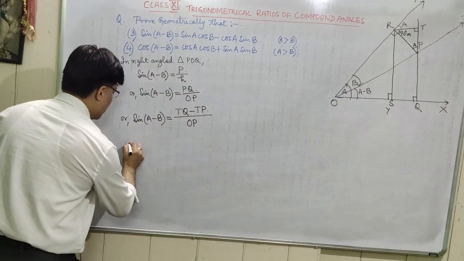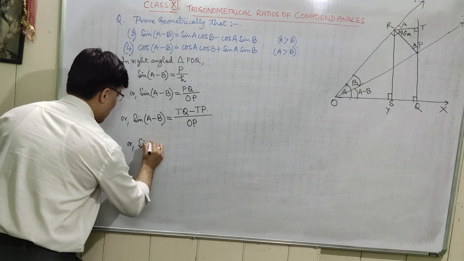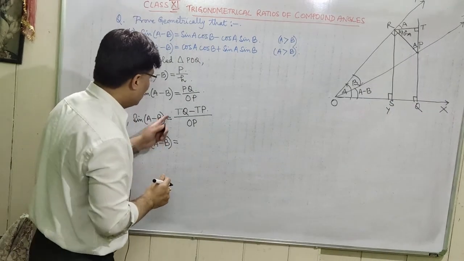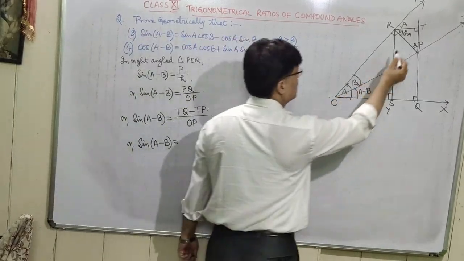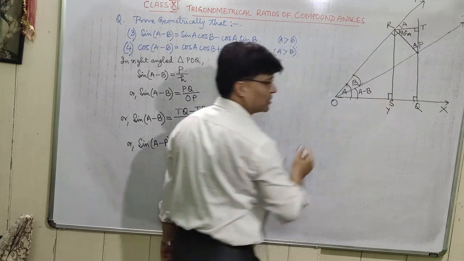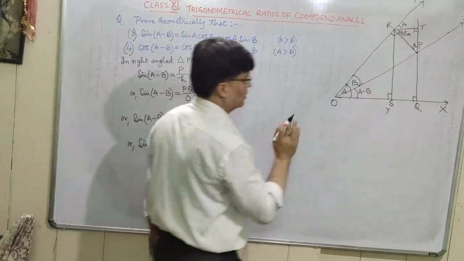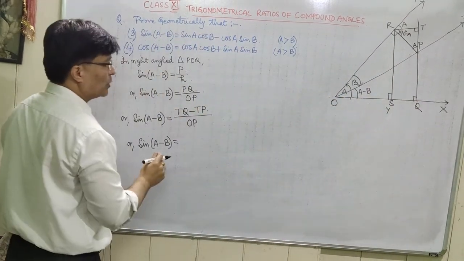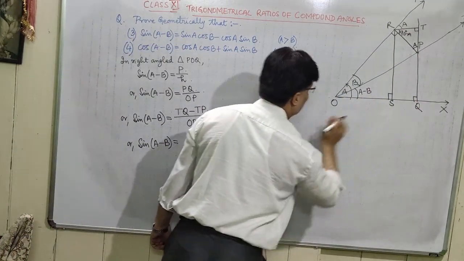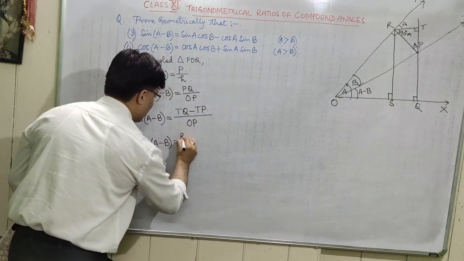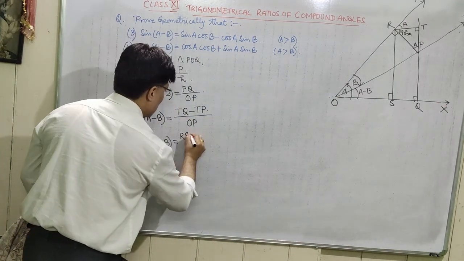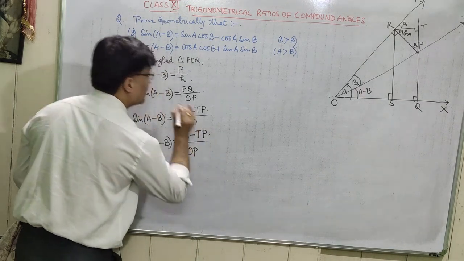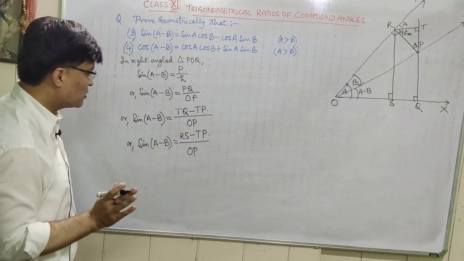So in the next step, sine of A minus B is equal to, again, what is TQ here? This TQ is equal to RS, isn't it? From the figure, it is clear that TQ is equal to RS. So here you can write, instead of TQ, RS minus TP divided by OP. Is that clear to all of you? So I think you have understood it.